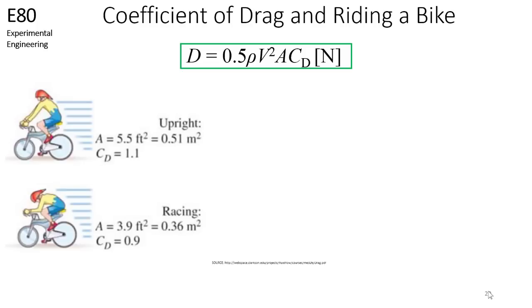Let's now take a look at the case where the rider of the bike is in the position shown. In this position, the rider has a smaller reference area of 0.36 square meters. Furthermore, the coefficient of drag in this position drops to 0.9.